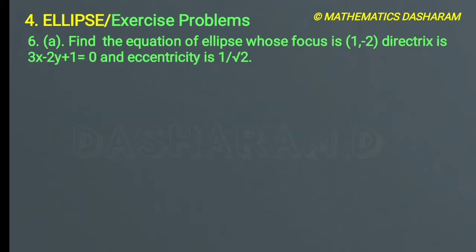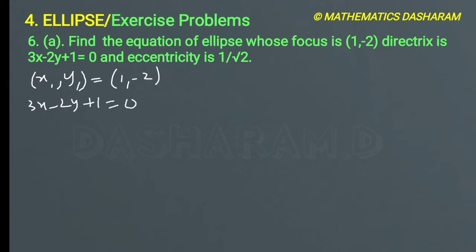Sixth question, a problem: find the equation of the ellipse whose focus is (1, -2), directrix is 3x minus 2y plus 1 equals 0, and eccentricity is 1 by root 2. So here the focus compared with (x1, y1) is (1, -2). Next, directrix means the fixed line, compare with here 3x minus 2y plus 1 equals 0.